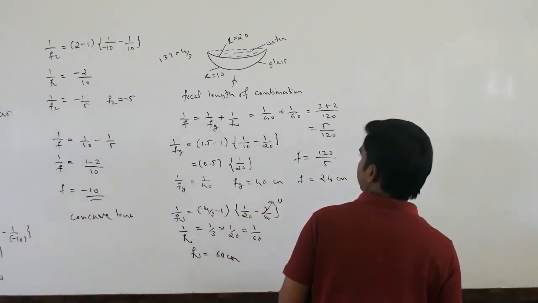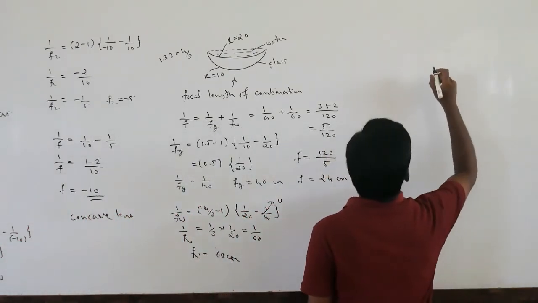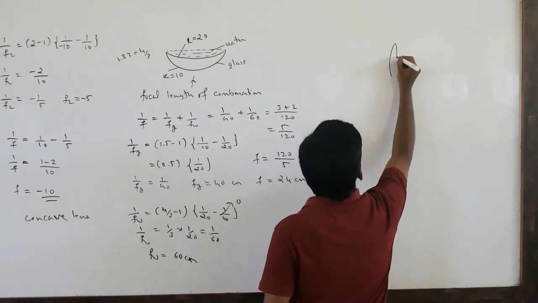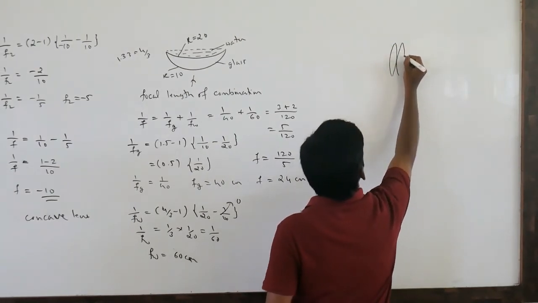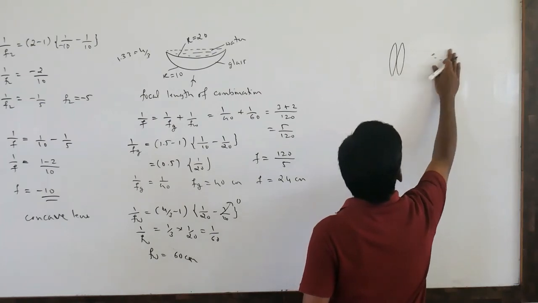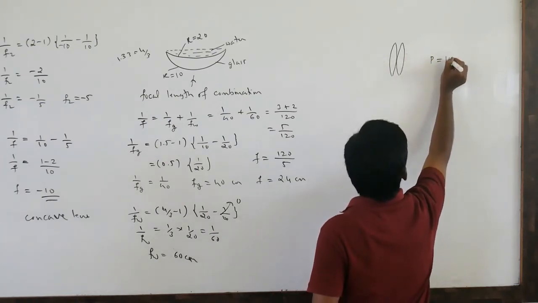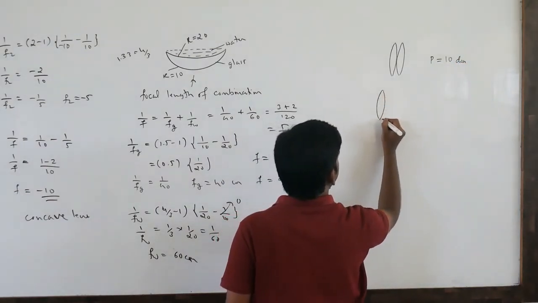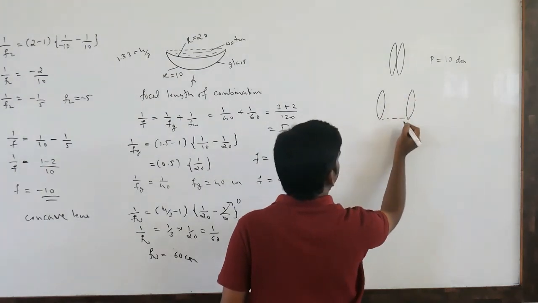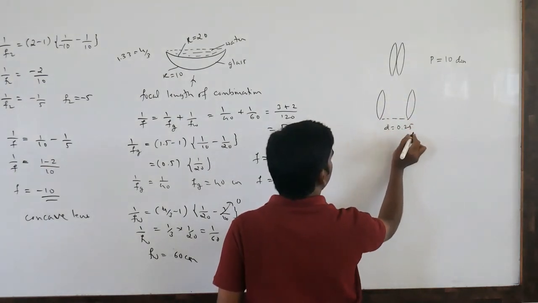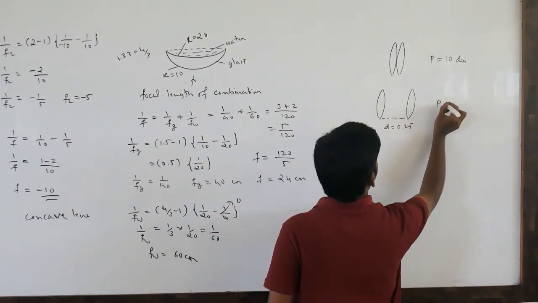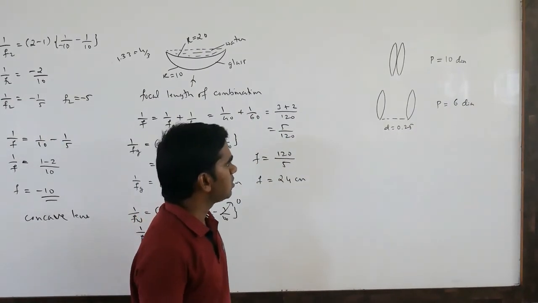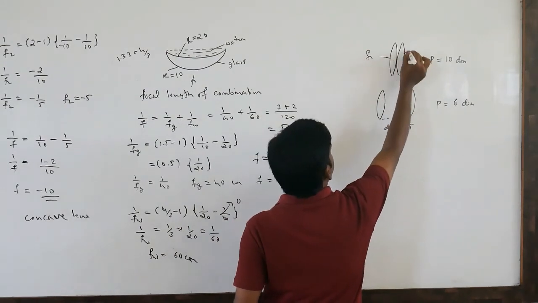Or if you want to go one more step ahead, suppose they give a combination of lenses which are kept together. The power of this combination is going to be, say, 10 diopter. Similarly, if they are kept at some distance, say d equals 0.25, then the power will become 6 diopter. Okay. What they may ask is, what are F1 and F2?